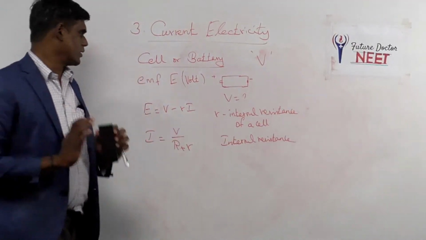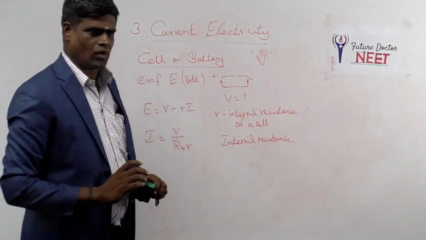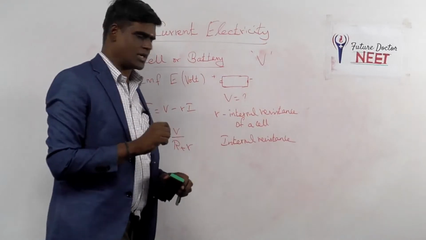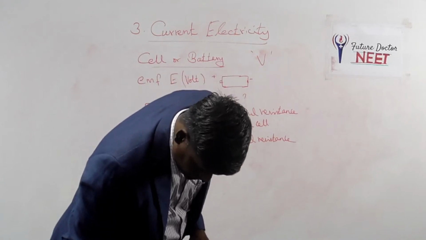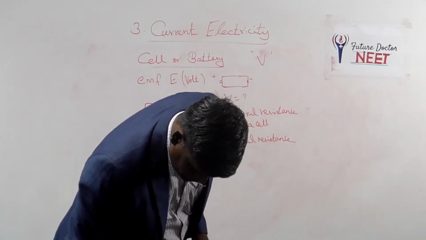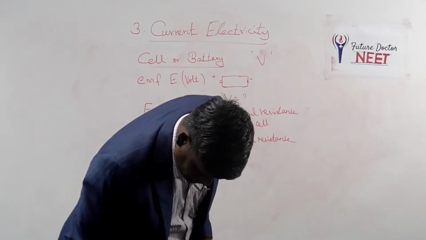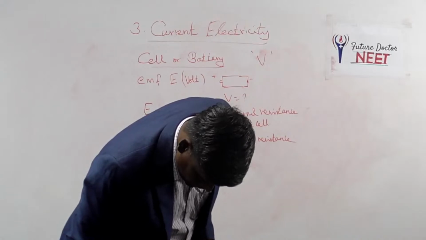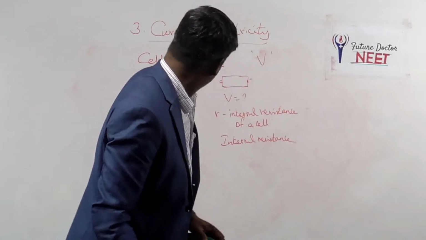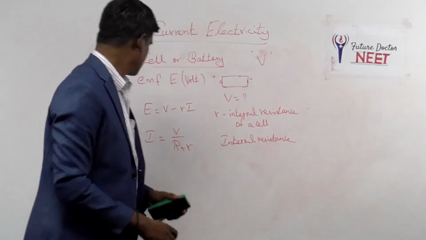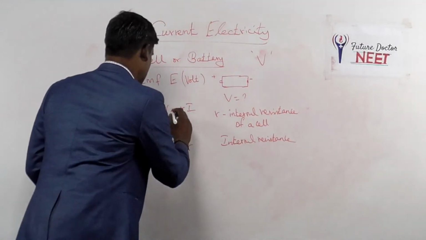That is only internal resistance, or internal resistance of a battery. A battery has some resistance, that is only internal resistance. I equal to V by R plus r. Yes, this we discussed. E equal to V plus RI.